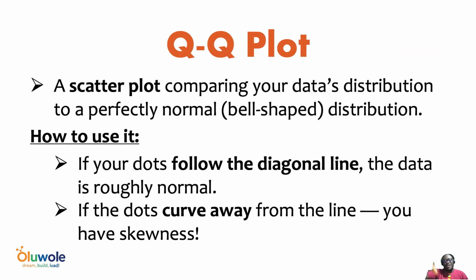When you plot, you have a scatter plot. You draw a diagonal line. Every data point that follows that diagonal line, we call roughly normal. But if the dots curve away from the line, you have skewness. Immediately, your scatter plot begins to move away from the diagonal line. You have what we call skewness. So the QQ plot, the quantile plot, does that.